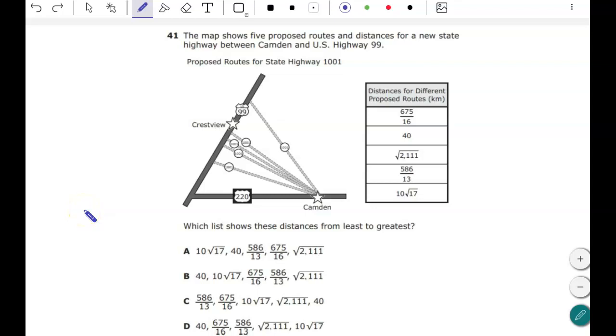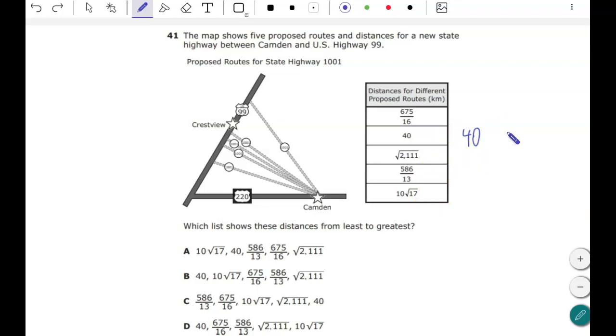All right, and here's number 41. The map shows 5 proposed routes and distances for a new state highway between Camden and US Highway 99. Proposed routes for State Highway 1001. So it says really all that information there. So all you have to do is try to figure out which list shows the distances from least to greatest. So you've got these distances. You need to set them all up in decimal form.